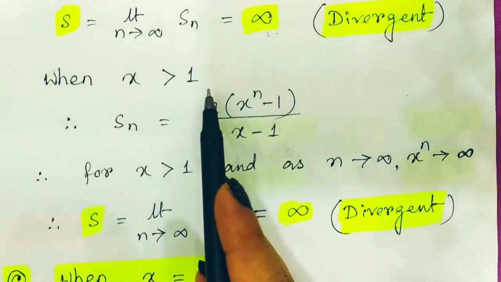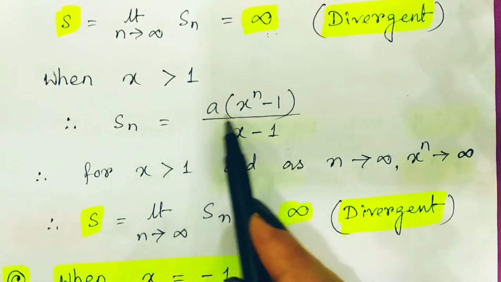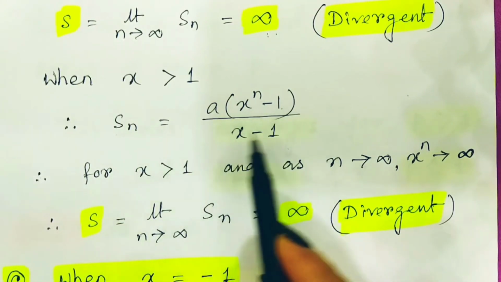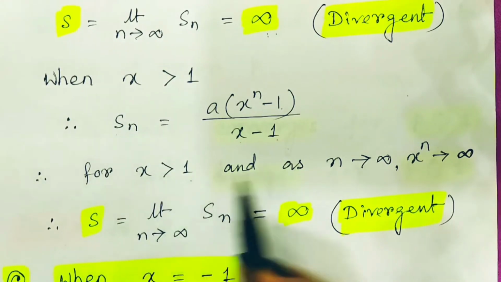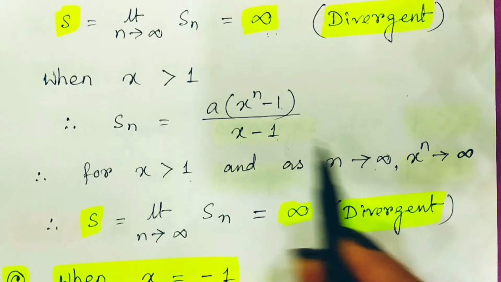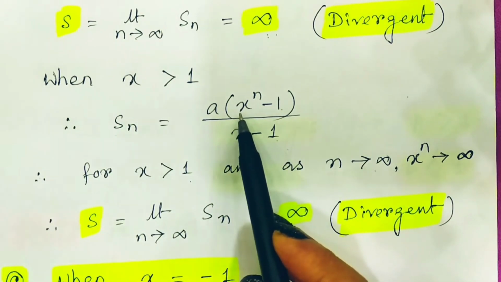If x is greater than 1, then the nth partial sum gives the summation as a times (x to the power n minus 1) divided by (x minus 1). For x greater than 1, as n tends to infinity, what happens to this one? The x value is greater than 1. Suppose it is 2, 3, 4, anything.